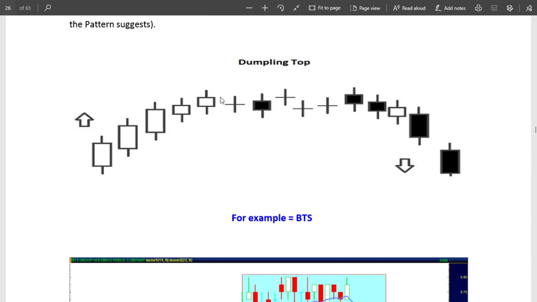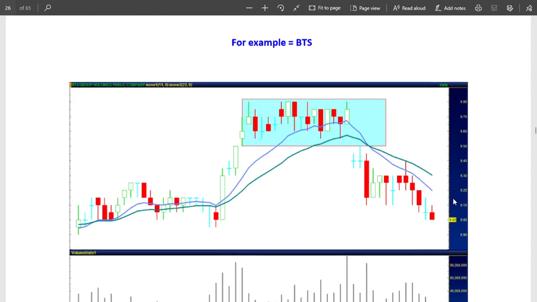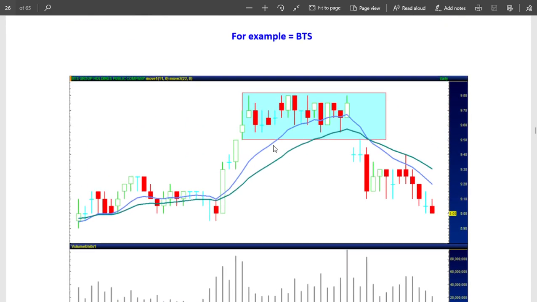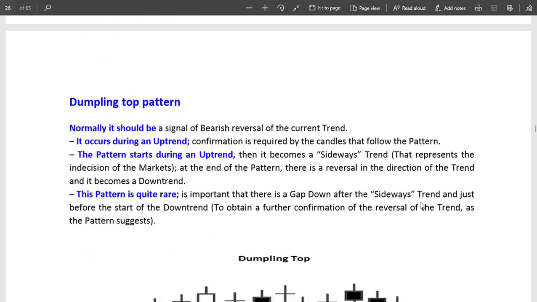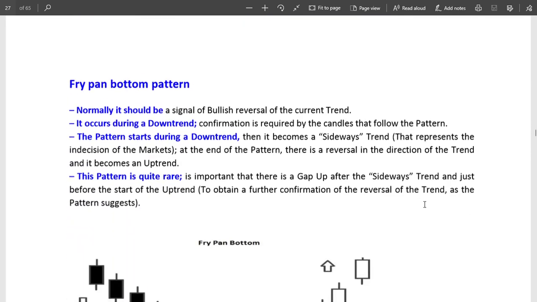For a dumpling top, you see a bullish signal, then you see a lot of consolidation, and it most likely signals a downtrend. Now you can see this bullish move, then at this point you see consolidation. Buyers are trying to know which direction to go, but then price goes lower. So that's how this dumpling top works.